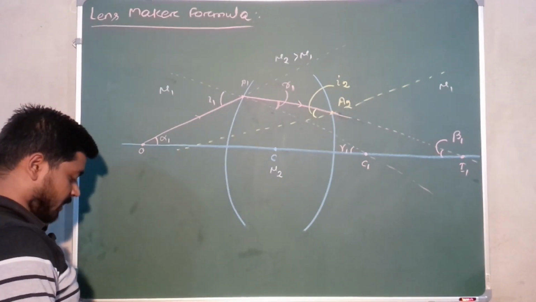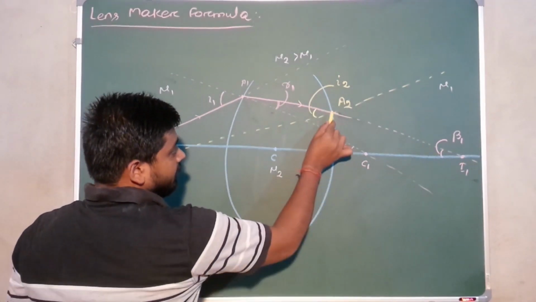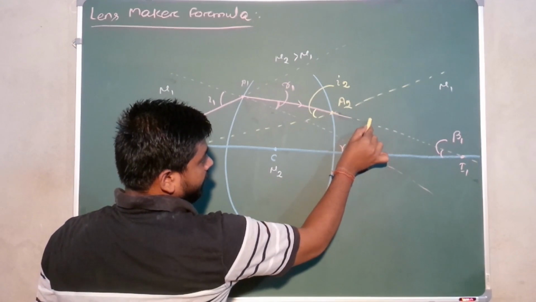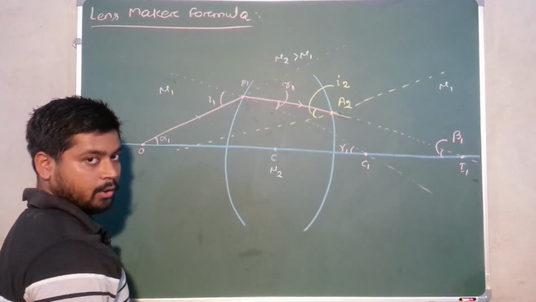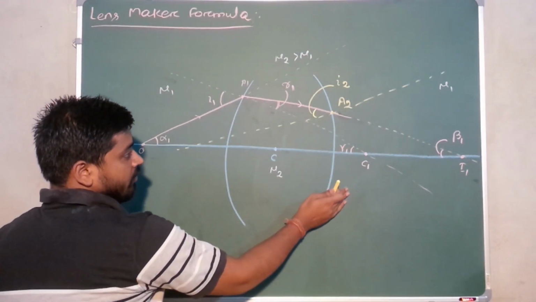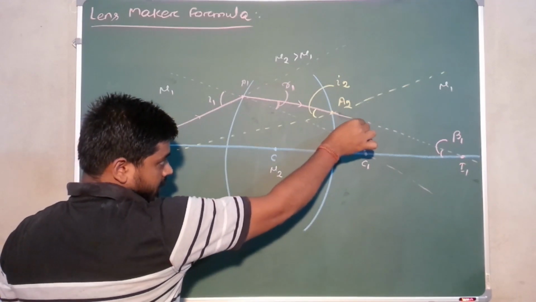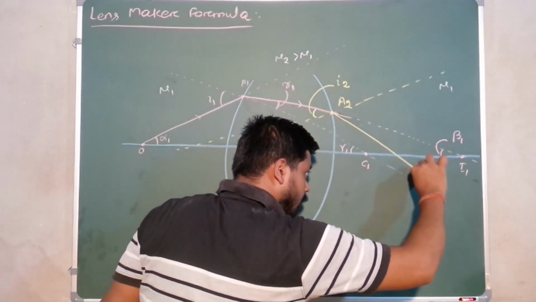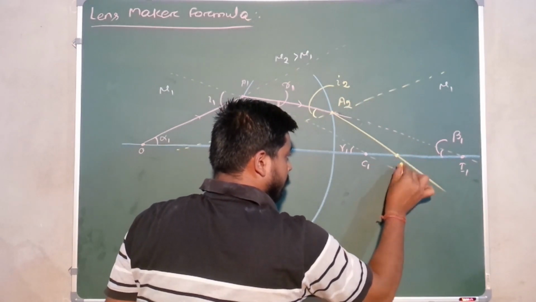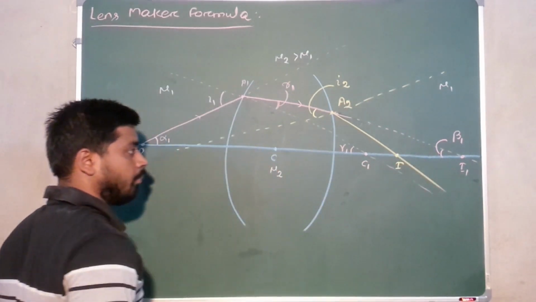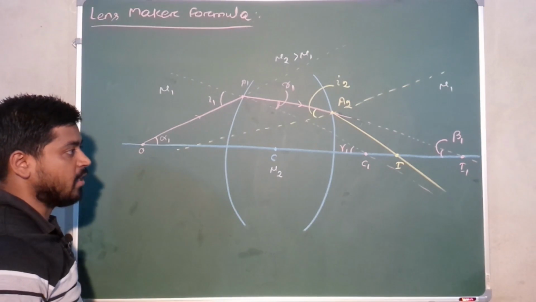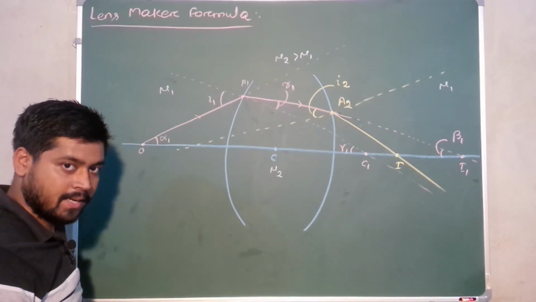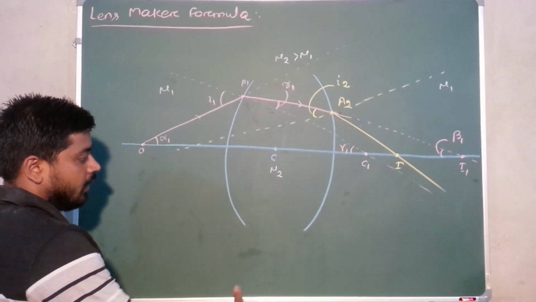Just see here. This is the actual path of the incident ray. This is the normal. The refracted ray goes away from the normal, that is, towards this direction. And this is the point I on the principal axis, which is the final image obtained by the lens.